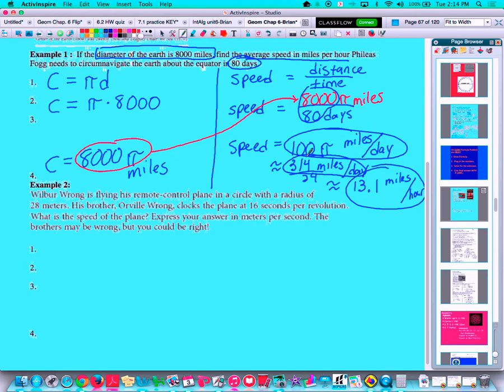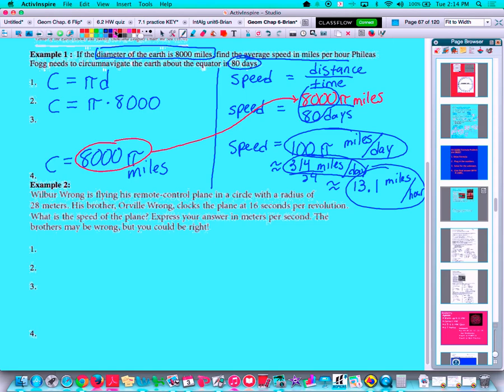All right, example number 2. Wilbur Wrong is flying his remote control plane in a circle with a radius of 28 meters. His brother, Orville Wrong, clocks the plane at 16 seconds per revolution. What is the speed of the plane? Express your answer in meters per second. The brothers may be wrong, but you could be right.